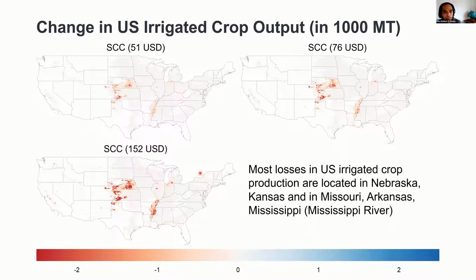For irrigated crop output change, here we see again that a higher cost of carbon would mean greater reduction in output. And most of the reduction in output for the irrigated systems would be occurring in the Nebraska area, Kansas area, and also states near the Mississippi River. So you have Missouri, Arkansas, and then Mississippi itself.